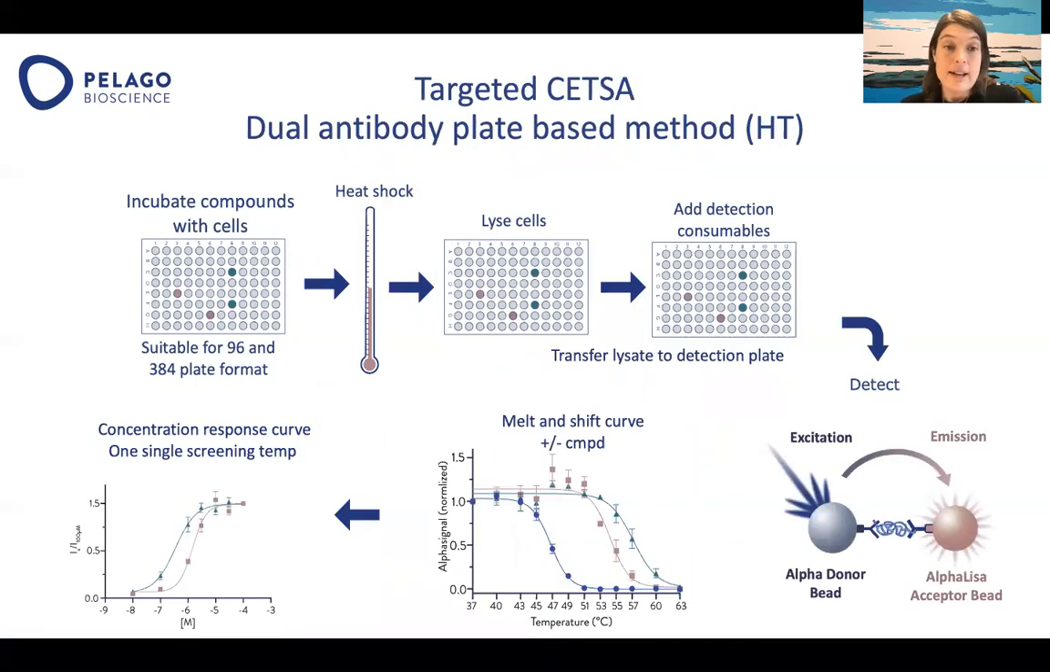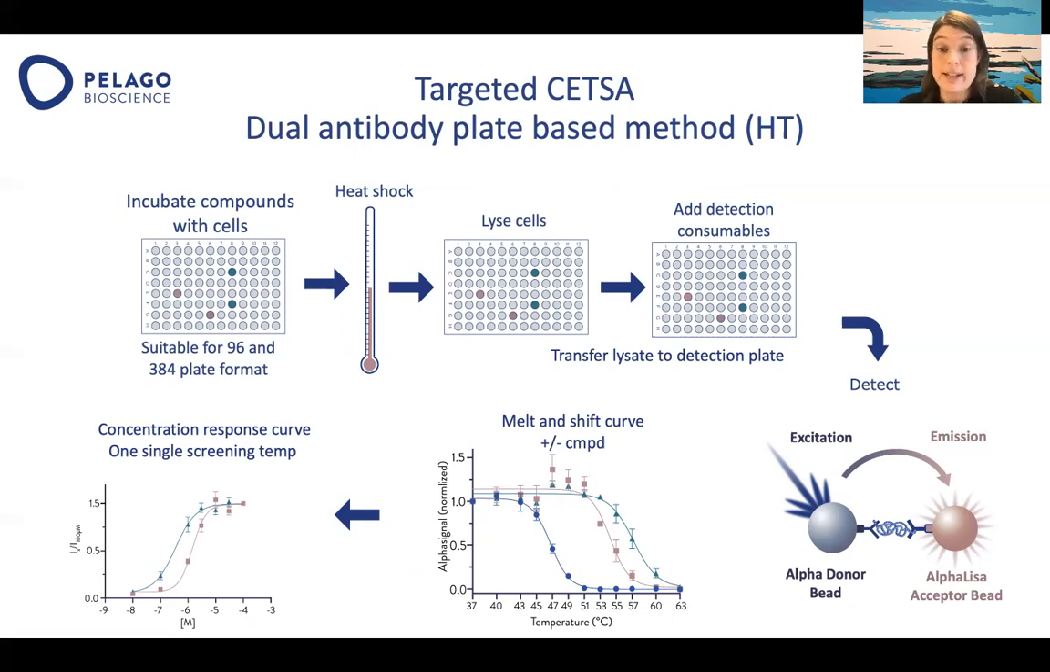So this is how the assay works. We first incubate the cells with the compounds. And this you can do in 96 well plates, but we usually work in 384 plate format. We apply a heat shock and lyse the cells. Then we transfer the lysate into detection plate and add detection consumables. And then we detect using the alpha technology.